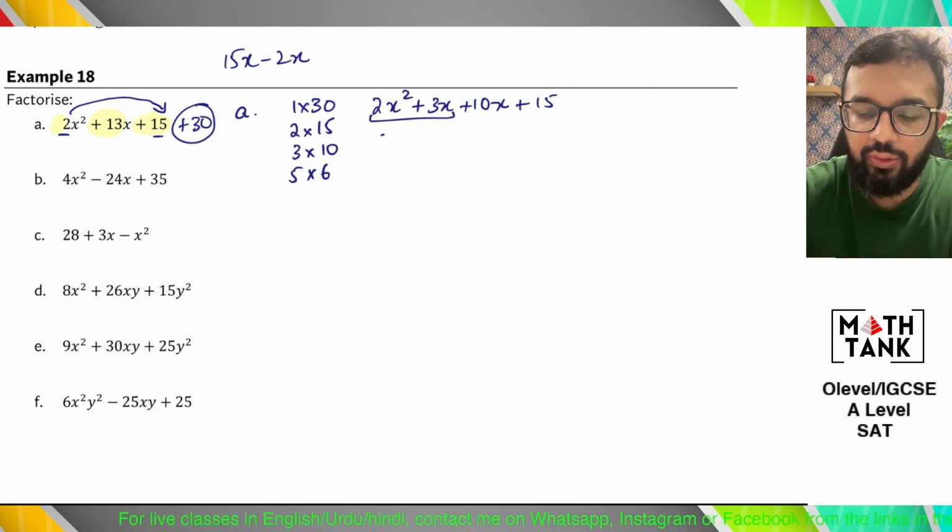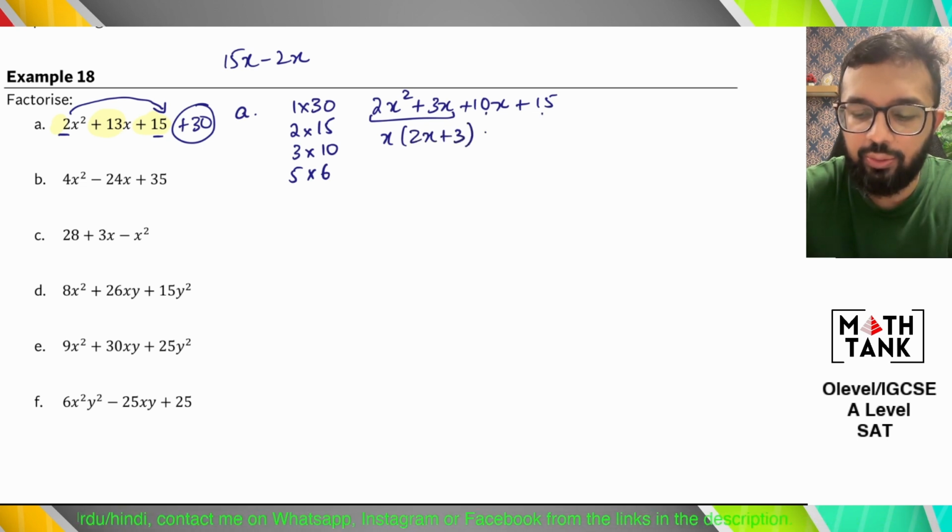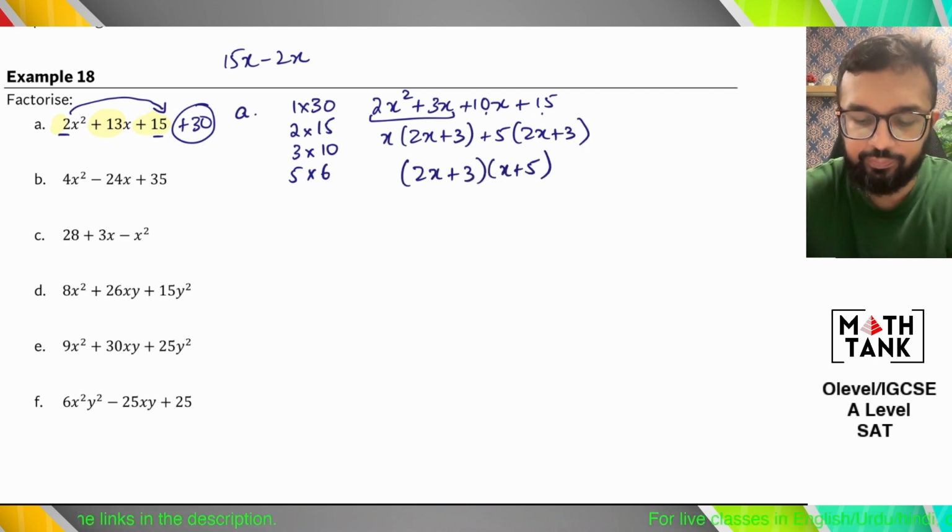When you multiply 15 and minus 2, you get minus 30. What's common to the first two? 2x. So 2x plus 3. Common to the other two, 5. So 2x plus 3 and x plus 5.